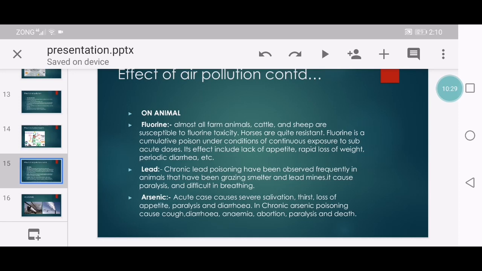Lead. Chronic lead poisoning has been observed frequently in animals that have been grazing near smelters and lead mines. It causes paralysis and difficulty in breathing. Then arsenic. An acute case causes fear, salivation, thirst, loss of appetite, paralysis, and diarrhea. Chronic arsenic poisoning causes cough, diarrhea, anemia, abortion, paralysis, and death.